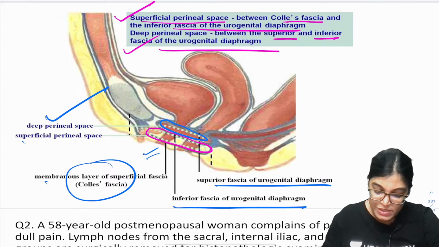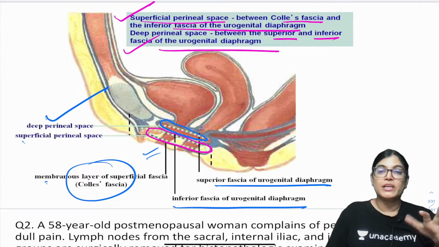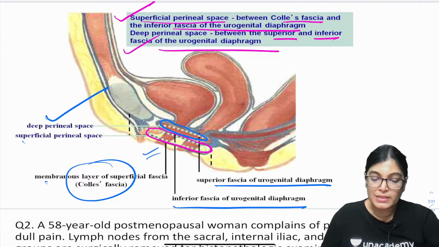Inferiorly you can see Colles fascia lies in superficial perineal pouch. So these are just interchanging names to confuse you. So that is the correct answer.